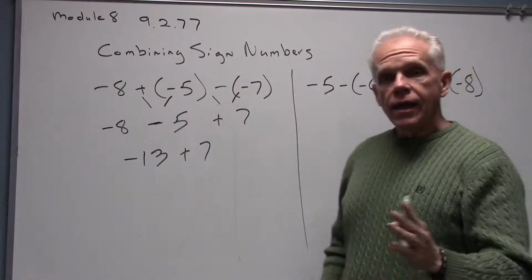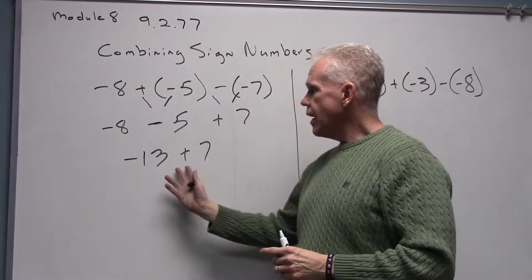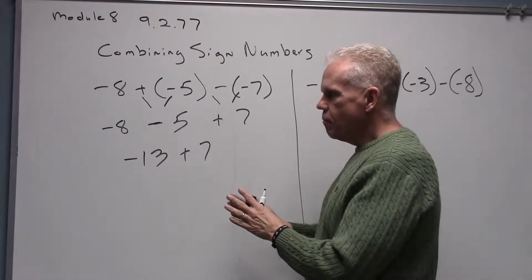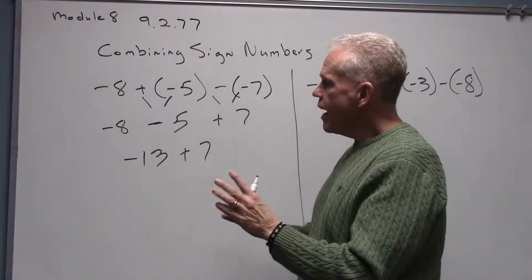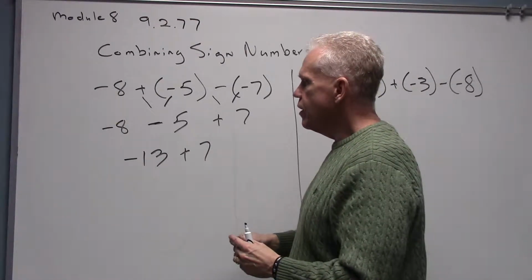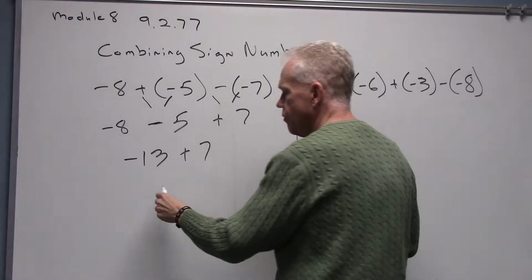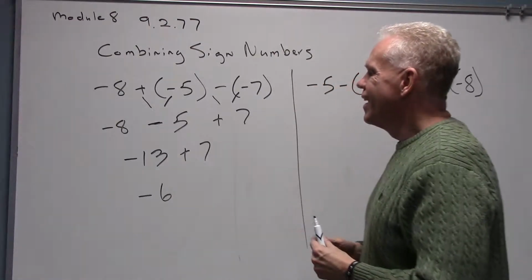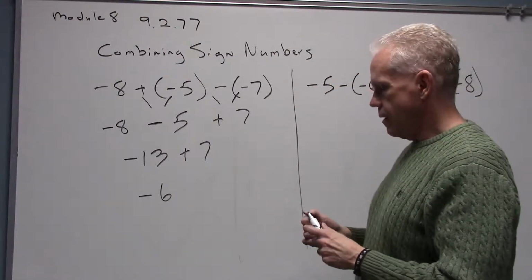Now, I've got 13 negatives and 7 positives. Well, with 13 negatives, I've got more negatives than I do positives. In fact, what I've got right here, honestly, is 6 more negatives. Okay, so 6 more negatives than I do positives, and that's my answer right there.